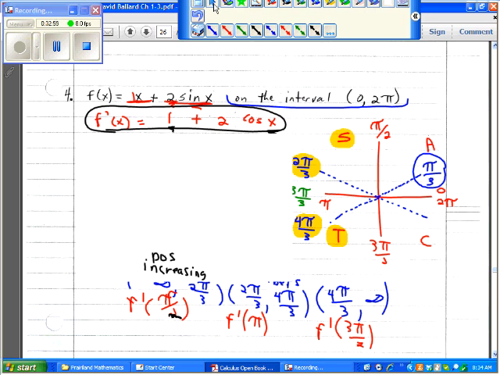Okay, so if we plug in a pi, what's the cosine of pi? Negative 1 times 2 is negative 2 plus 1 is negative 1. So this one is negative, therefore it's decreasing. Good. And then what is the cosine of 3 pi over 2? 0. 0 again. So it'd be 1 again. So it's positive again. So it's increasing.